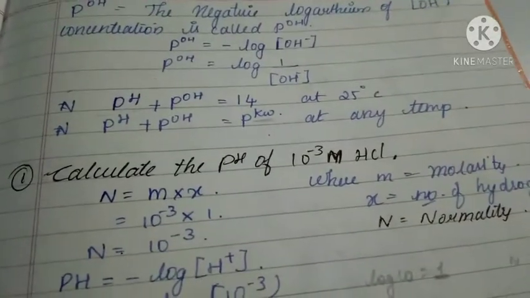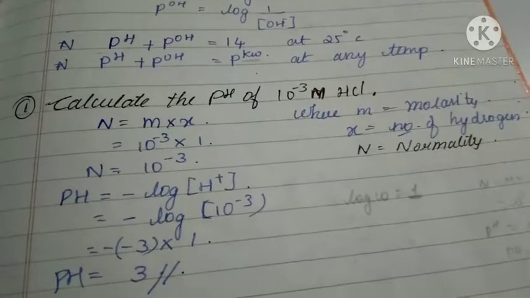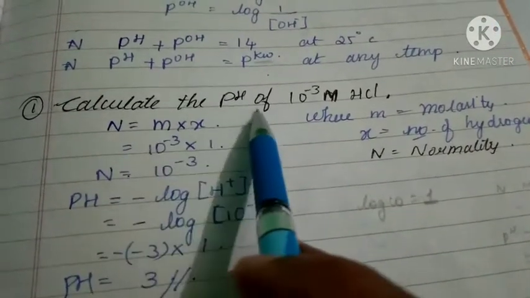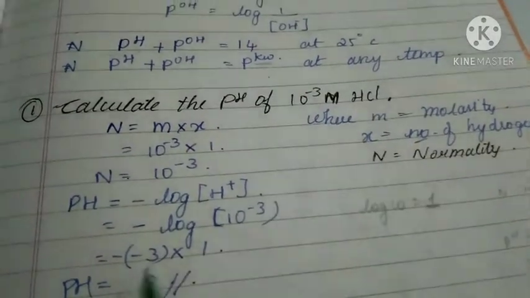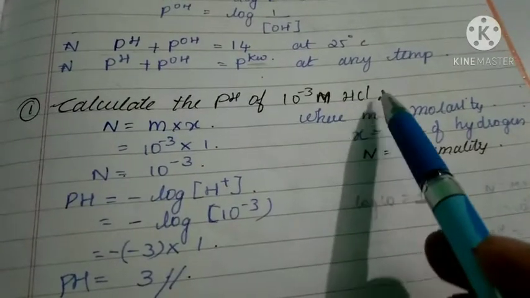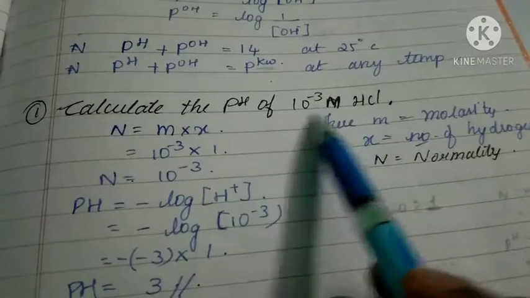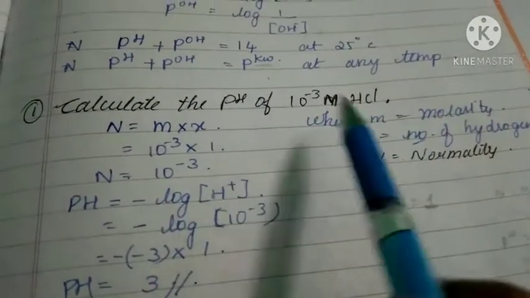Based on these formulas, some numericals are there. Now I am going to discuss those numericals. First numerical: calculate the pH of 10 to the power of minus 3 M HCl. That means what is given? HCl means acid. Acid is given. For that, 10 to the power of minus 3 M, that is molarity, nothing but concentration. That means concentration is given for acid.